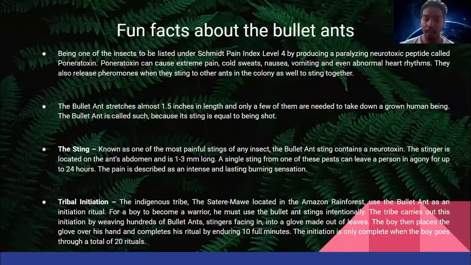Due to this, bullet ants are used in a tribal initiation of the indigenous Satere Mawe tribe, located in the Amazon rainforest. They use the bullet ants as the initiation ritual for a boy to become a man. This initiation ritual takes around 10 minutes, and it must be undergone a total of 20 times.